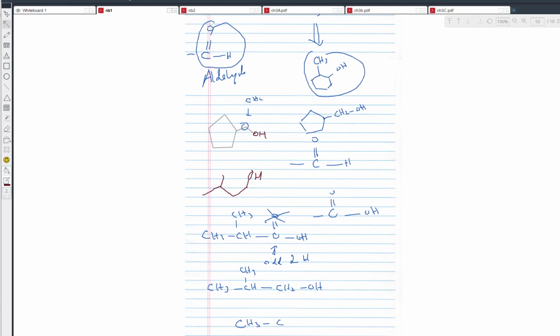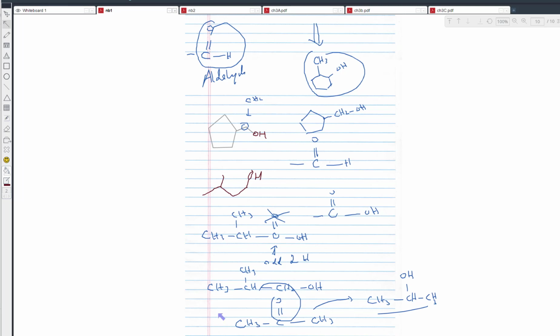Double bond oxygen and CH3. What alcohol will give you this? Just get rid of this and put two hydrogen. No, sorry, in this case, not two hydrogen, because this is a ketone, am I right? Ketone, right. So in this case, just break the double bond, put one hydrogen with the oxygen and one hydrogen with the carbon. And you will get secondary alcohol. Clear?